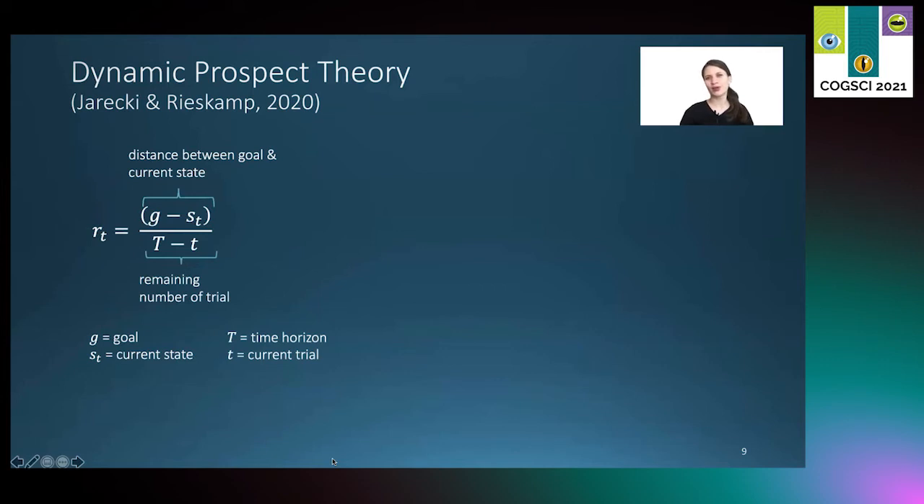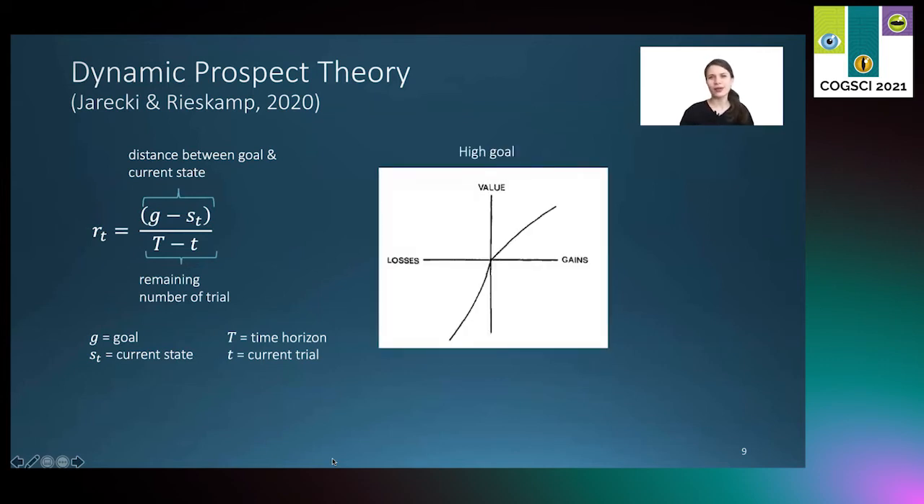The dynamic reference point works as follows. For a high goal, the distance between the current state and the goal is high, and then the reference point is also high. And for a high reference point, the outcomes are more likely to lie below the reference point, then the outcomes are perceived as losses, and this leads to more risk-taking. For a small goal, the distance between the current state and the goal is small. This leads to a smaller reference point. And for a small reference point, the outcomes are more likely to lie above the reference point. Then the outcomes are perceived as gains, and this leads to risk avoidance. And in this way, dynamic prospect theory can describe how goals change risk-taking.